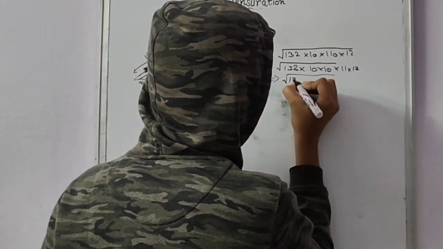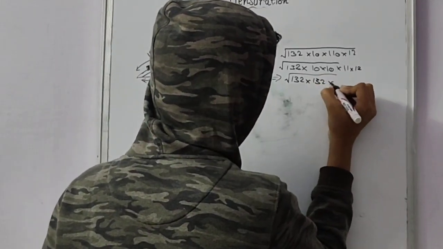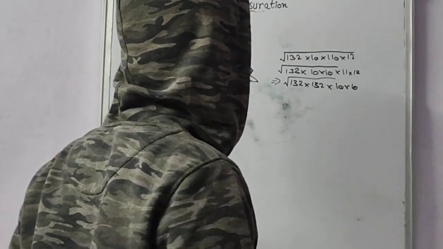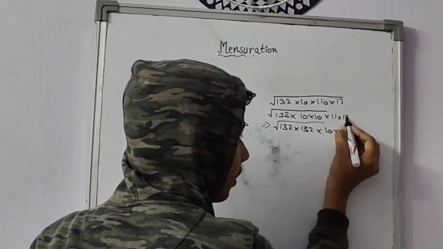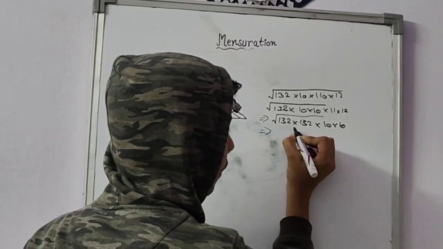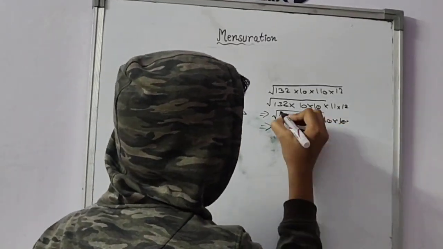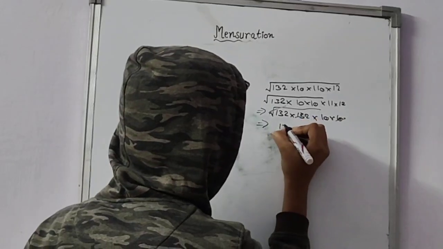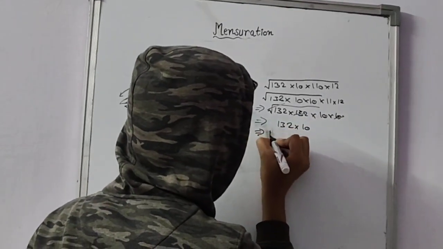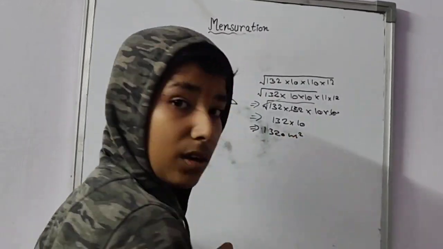Root 132 multiplied by 132 multiplied by 10 multiplied by 10. Why I have written all this? Because 11 into 12 will be 132 only. So 132 will come out. This will be cancelled, this will be cancelled, and this root will be cancelled. 132 into 10 equal to 1320 meters square.